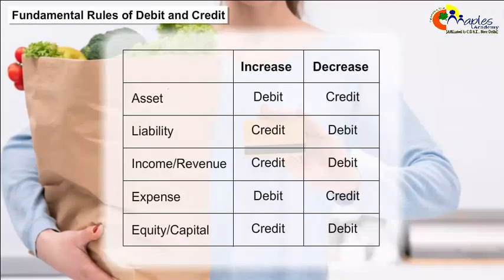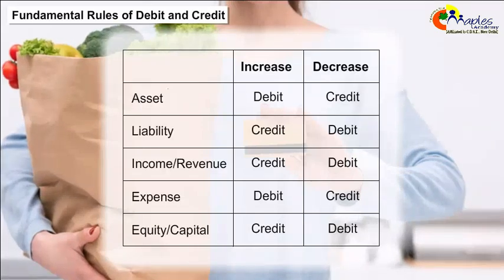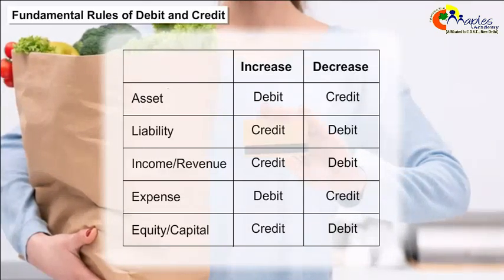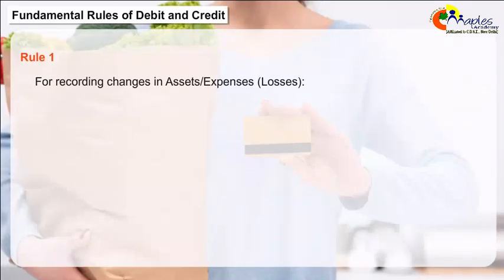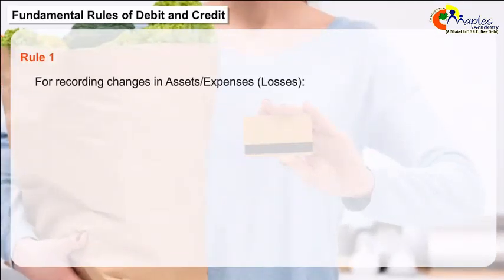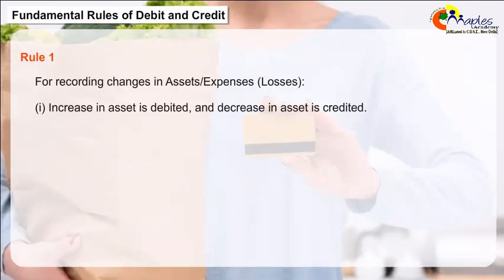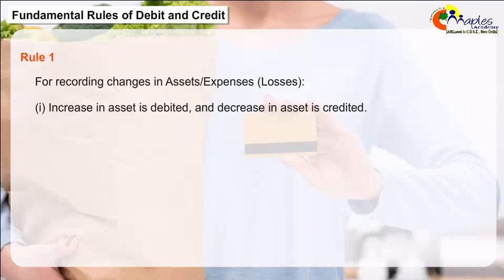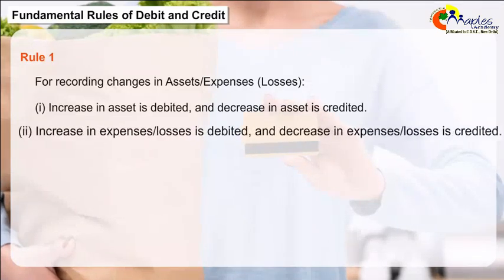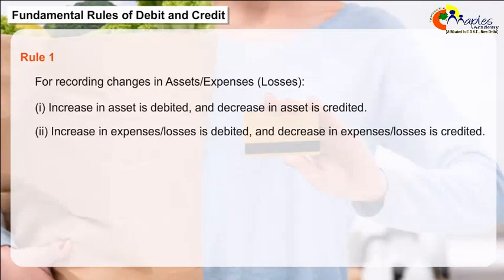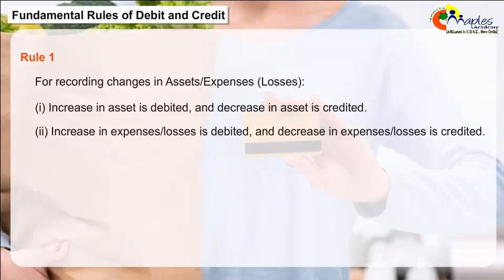The two fundamental rules that are followed to record the changes in these accounts are: Rule 1. For recording changes in assets or expenses or losses, 1. Increase in asset is debited and decrease in asset is credited. 2. Increase in expenses or losses is debited and decrease in expenses or losses is credited.